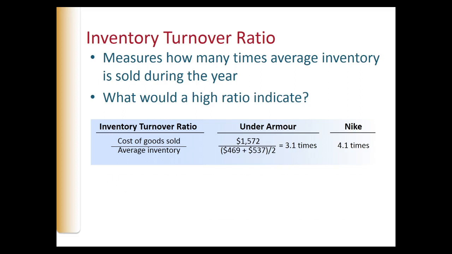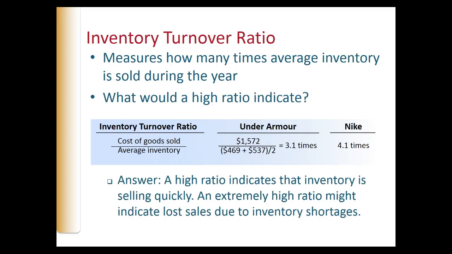So this slide here shows the inventory turnover ratios for Under Armour and Nike. Inventory at Under Armour turns over on average about 3.1 times per year compared to Nike's 4.1 times a year. The slower inventory turnover at Under Armour isn't a good sign. It's negative, indicating a greater risk of slow-moving inventory items.